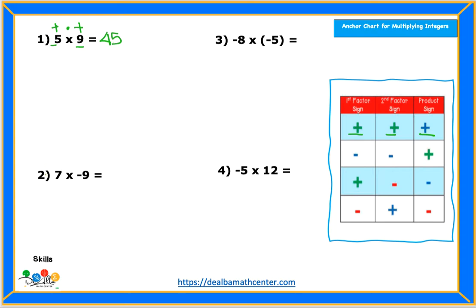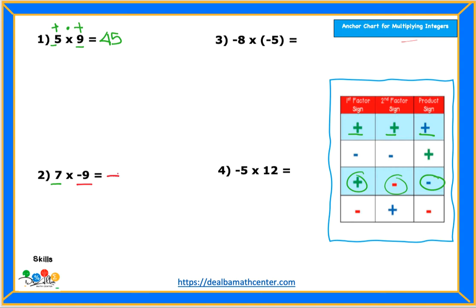Awesome. Let's look at example number 2. For example number 2, we have positive times a negative. Great. So let's look at the chart for multiplication and division with integers. This is the title. And let's see which example has a positive and a negative. Right here. And our answer is negative. When you multiply a positive by a negative, the answer is negative.